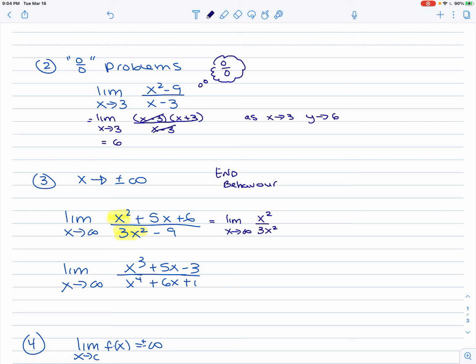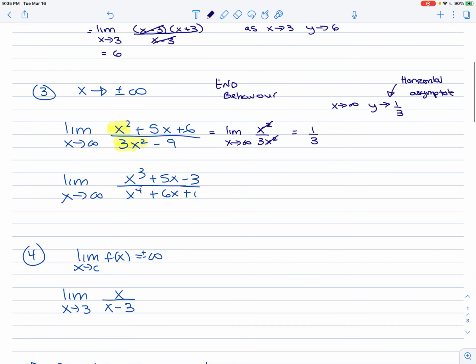So we look at this, and then algebraically we remove the x's, and we get that this equals 1/3. And then that's the answer. So really what we're saying here is as x approaches infinity, y approaches 1/3. So we've actually described a horizontal asymptote. Okay. All right. So we can try one more here.